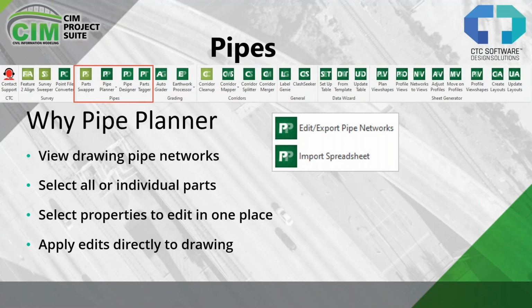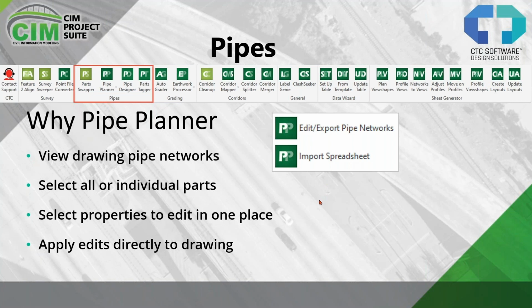So Pipe Planner. It's part of our pipes module. There you can see here. It pulls out of here. We have 2 different functions for it. We've got the import, export, and a spreadsheet. We're going to touch on both of those today. So what does it do?